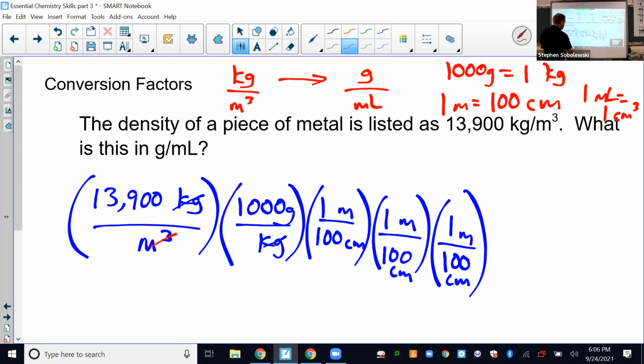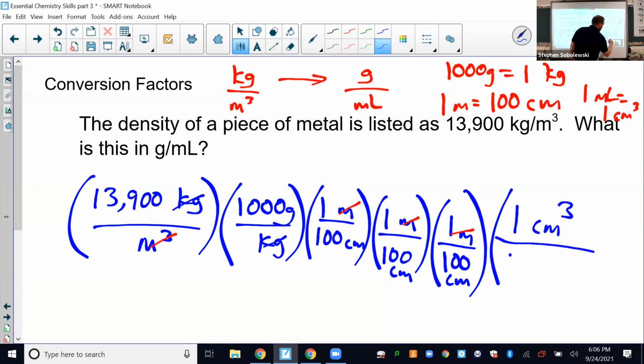This means that my cubic meter cancels my meter, meter, meter. I'm left with centimeter, centimeter, centimeter, which is centimeters cubed. My last conversion is mathematically unnecessary, but important to include because of the unit. I have centimeters cubed on the bottom. I need milliliters on the bottom. How do we do this? 1 centimeter cubed per 1 milliliter. Centimeter, centimeter, centimeter, cancel centimeter cubed. Now look at all the units that are left. It's only grams per milliliter, which is what we're looking for.